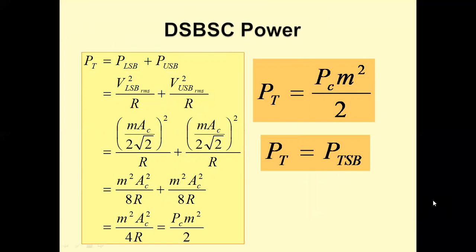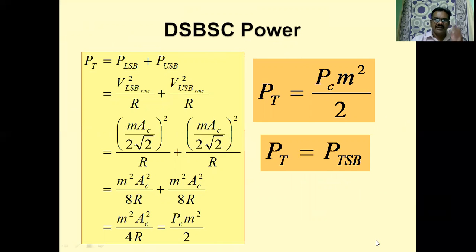Now let us derive the power of the DSBSC signal. Since the carrier is suppressed from AM, the total transmitted power is equal to the lower sideband power plus the upper sideband power. So DSBSC contains two sidebands. One is the upper sideband and the second one is the lower sideband, and hence the total power is equal to the lower sideband power plus the upper sideband power.